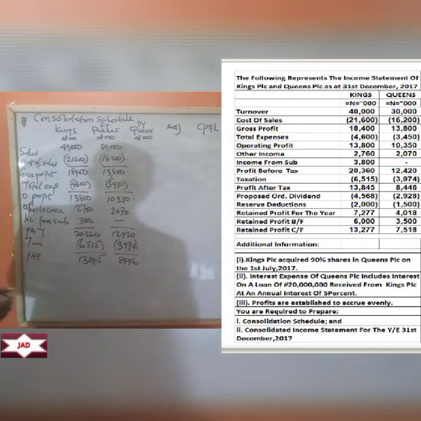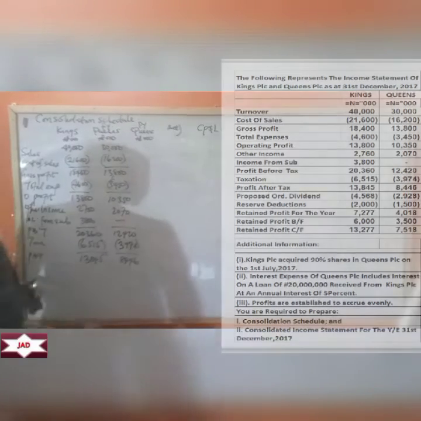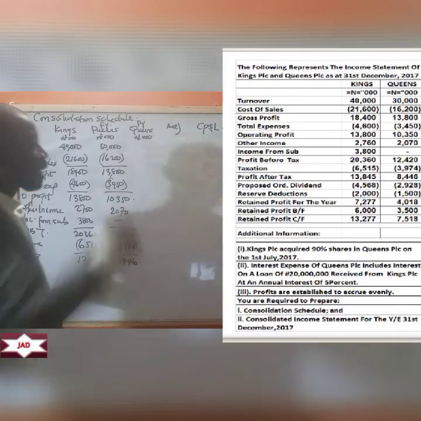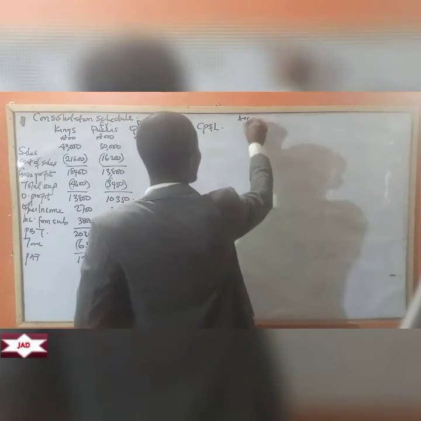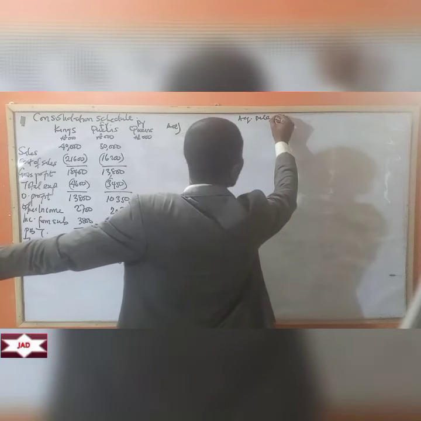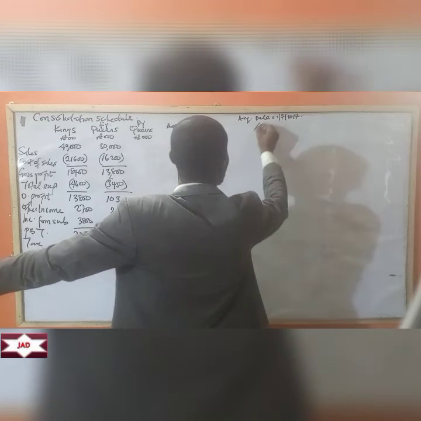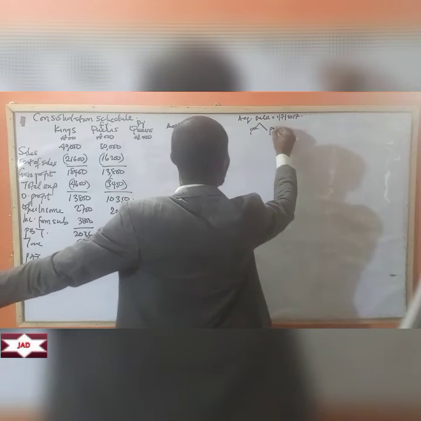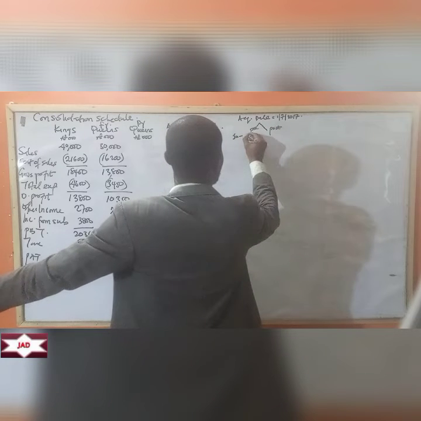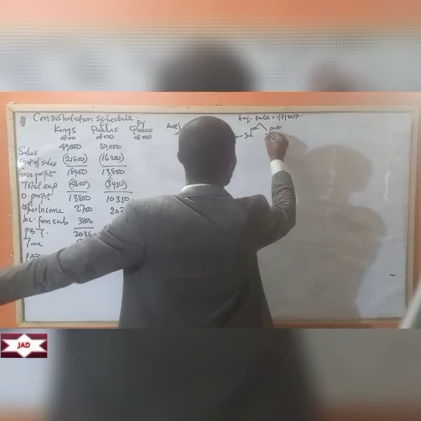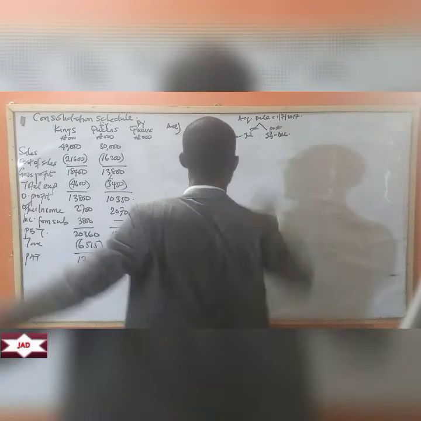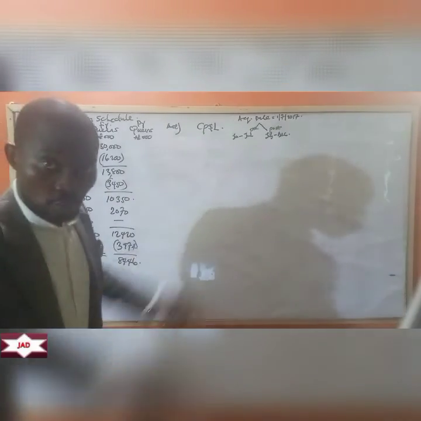Okay. Ordinarily at this level, we just adjust and prepare the CPM, right? But now remember, we have this acquisition during the what? Yeah. Question said it was acquired 1st July 2017. So acquisition date is 1st July 2017. So that means we have pre and what? Post. Pre is what? January to what? June. Then post to the what? July towards December. Of course, they said what? They said the what? Profit accrued evenly. So that means it's equal, right?